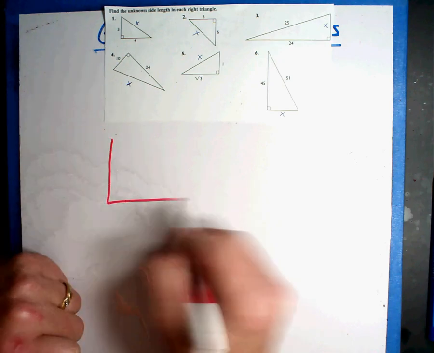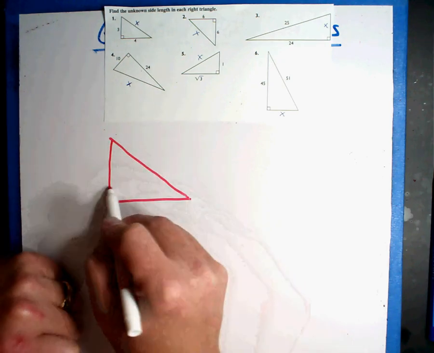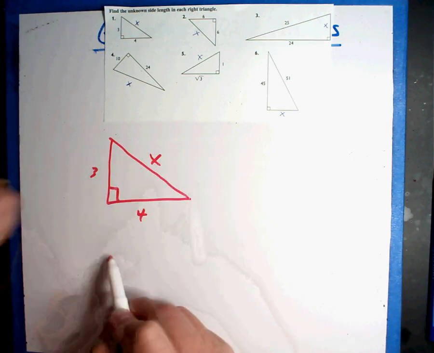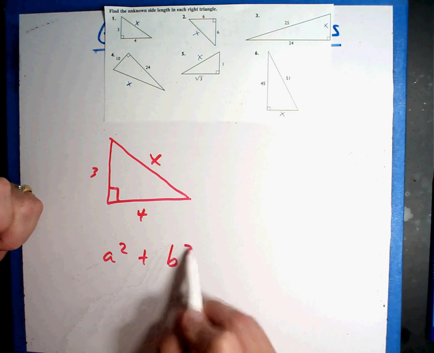Now, number 5 may have been a little confusing, but we'll work that one out here in a second. We'll see if I can get it right. Number 1, I want to basically draw the triangle. Doesn't have to be perfect. 3, 4, x. A squared plus b squared equals c squared.